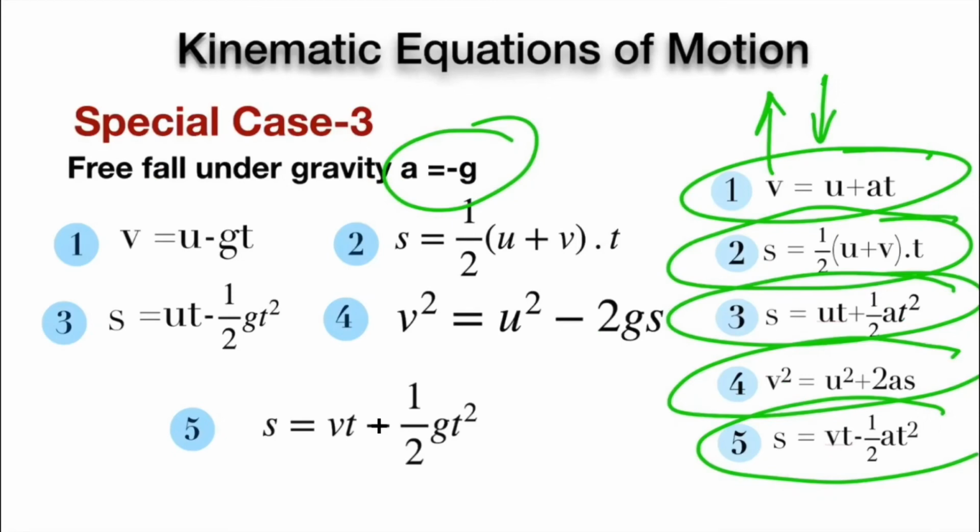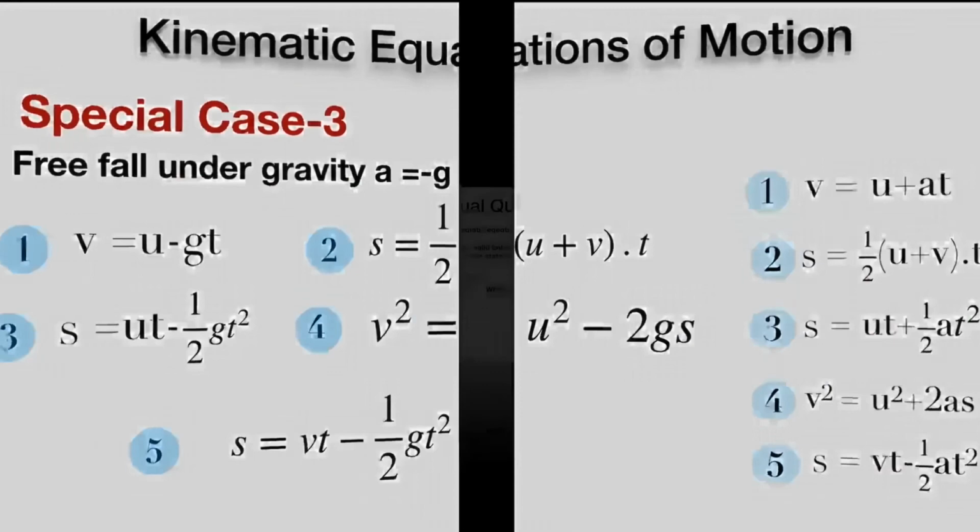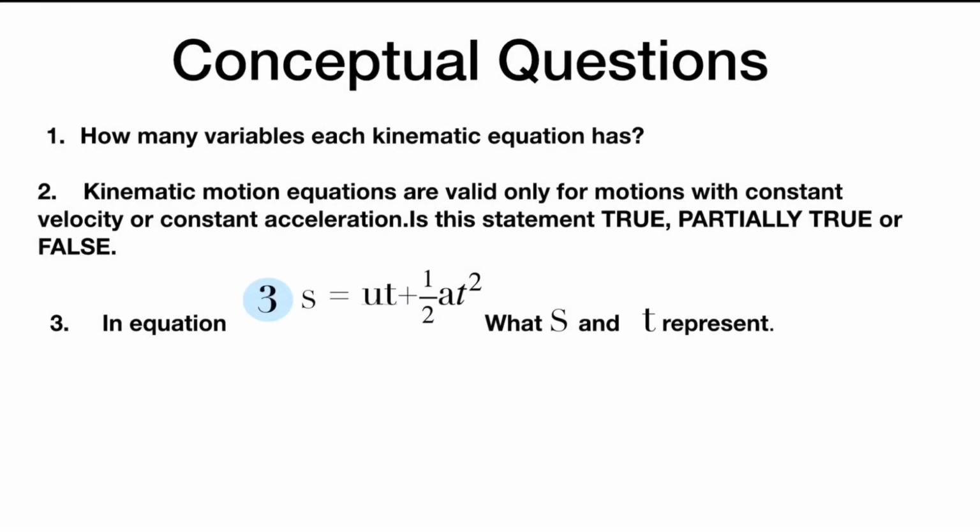As a precautionary note, in the end it is important to remember that all these motion equations are only valid for constant acceleration motion in a straight line path. And the values of all vector variables should be put with their respective signs. So now it is time for 3 conceptual questions from today's session. Try these questions and put your answers and comments in the comment box. Answers to these questions are in the description box below.